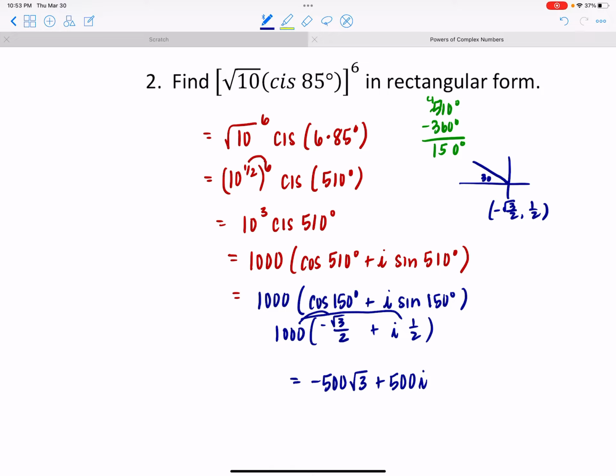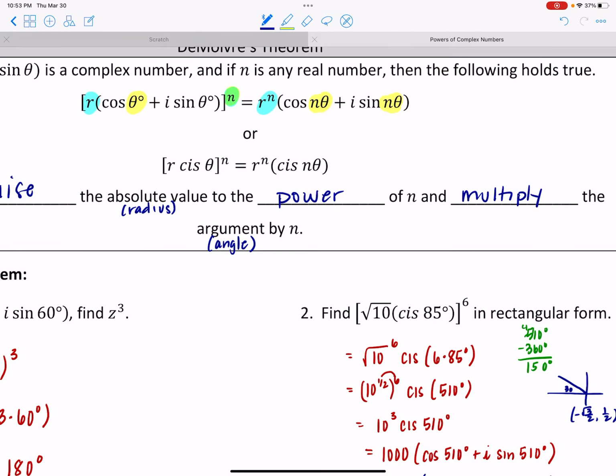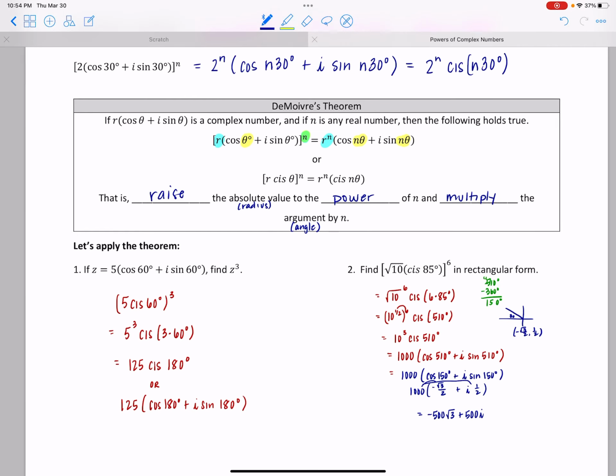Okay, so not awful. Because of De Moivre's theorem. I have a really hard time saying that. It's a tough French name. So this guy's theorem. How about that?